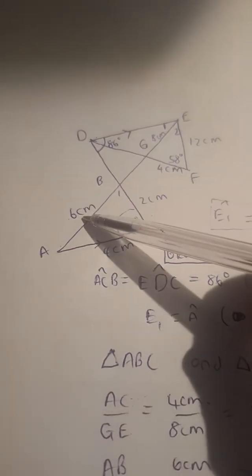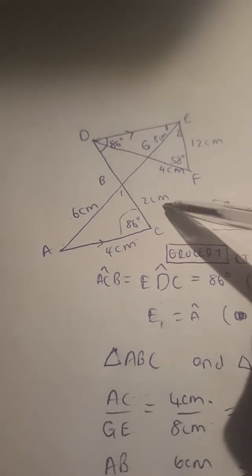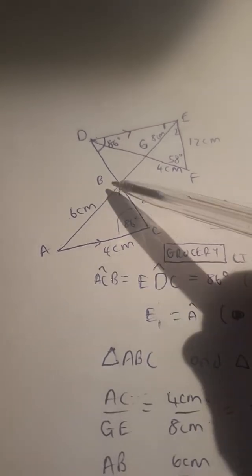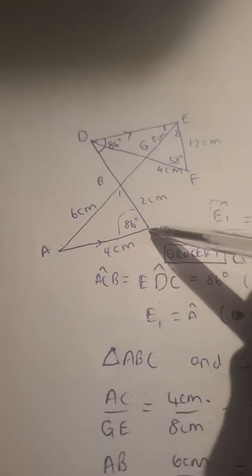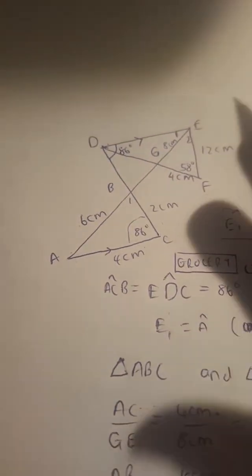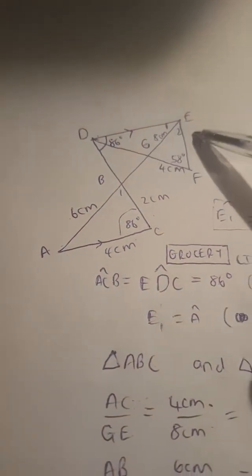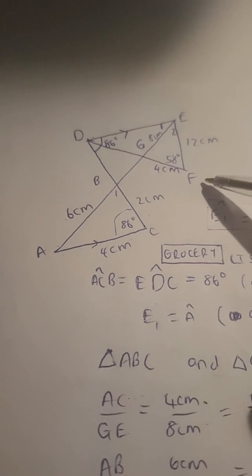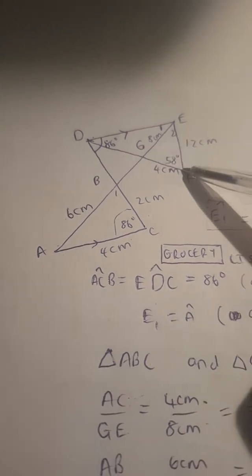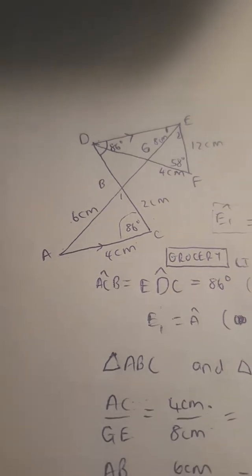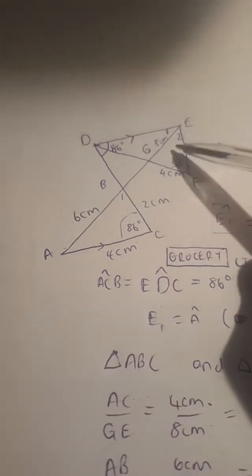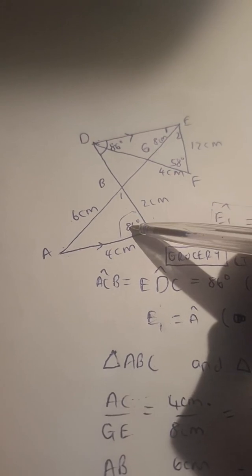And then when I looked at 6 centimeters, 2 centimeters, 4 centimeters, I was like, oh, this is triangle ABC. Okay, that's fine. When I looked at 8 centimeters, 12 centimeters, 4 centimeters, that is triangle GEF. And then I asked myself, is there any relationship perhaps that exists between these two triangles?